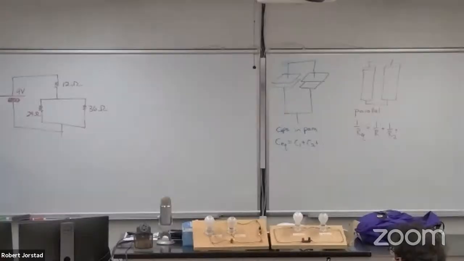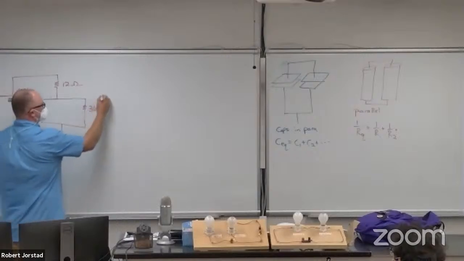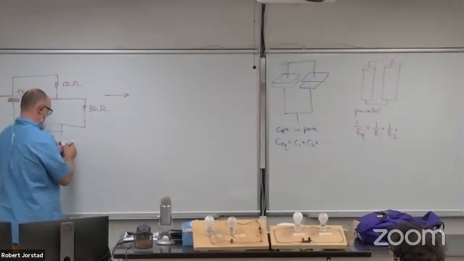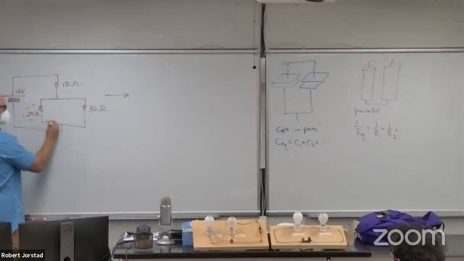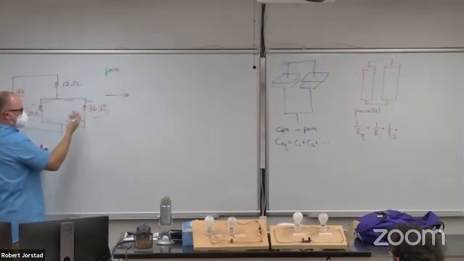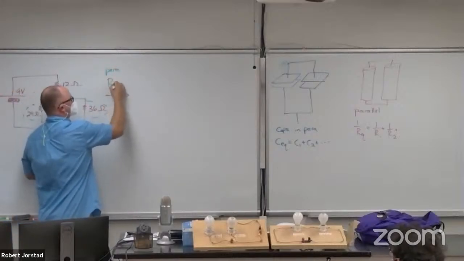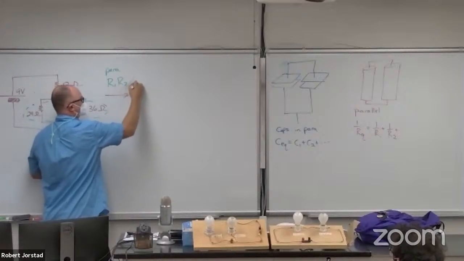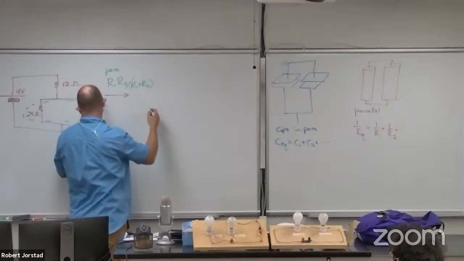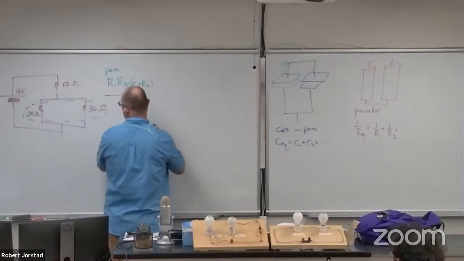What's the first thing you would do, people? Take care of the parallel. In this case, we're going to combine these two in parallel, right? What's the shortcut rule I could use for these? R1 R2 over R1 plus R2. Punch it in. What do you get? 14.4? Sounds good to me.